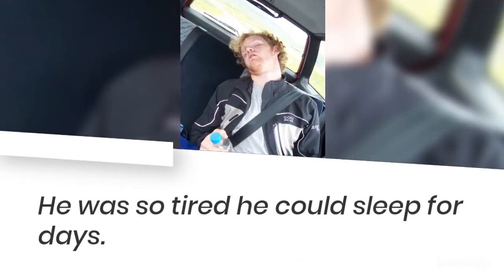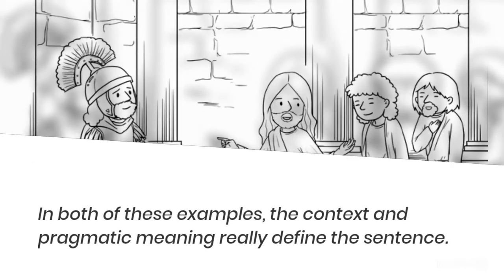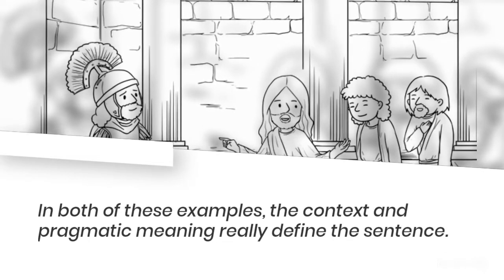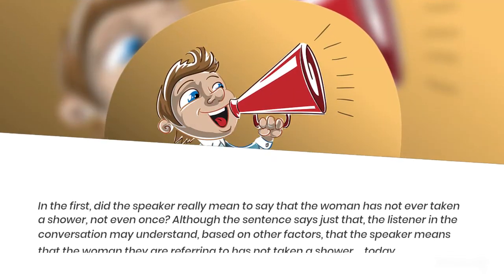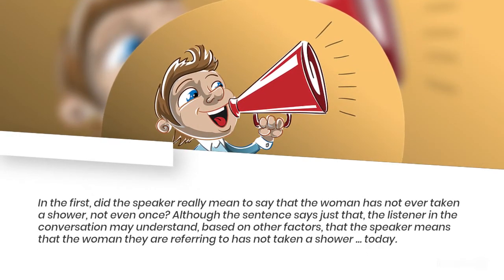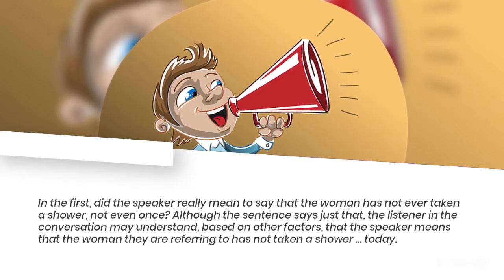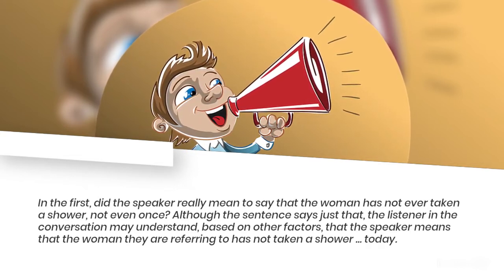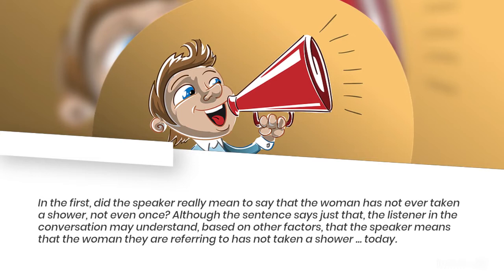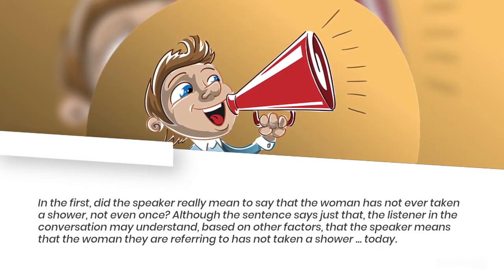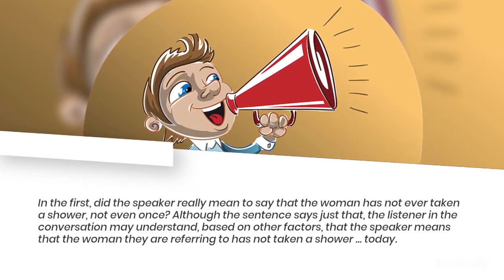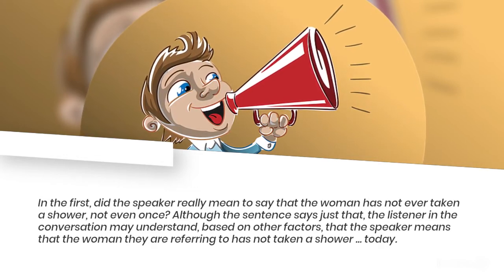She hasn't taken a shower. He was so tired he could sleep for days. In both of these examples, the context and pragmatic meaning really define the sentence. In the first, did the speaker really mean to say that the woman has not ever taken a shower, not even once? Although the sentence says just that, the listener in the conversation may understand, based on other factors, that the speaker means that the woman they are referring to has not taken a shower, today.